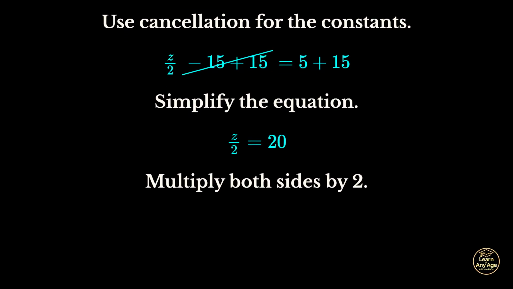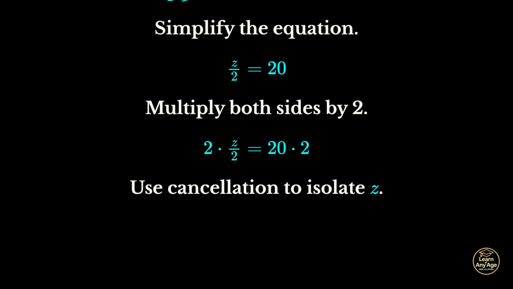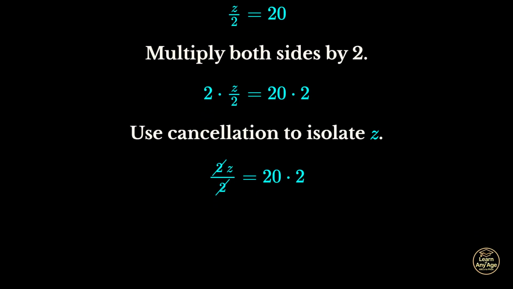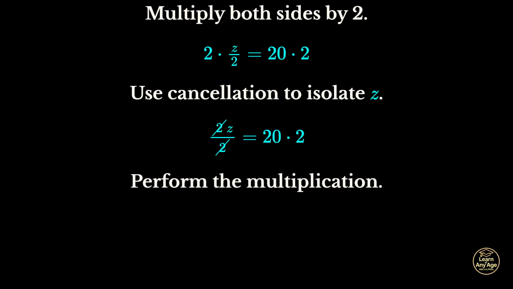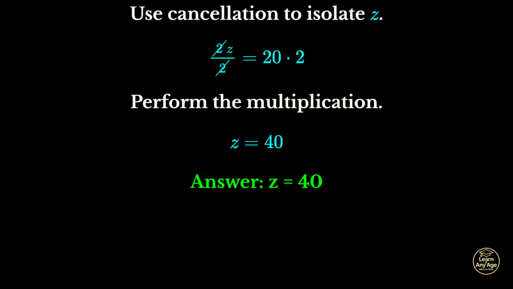Multiply both sides by 2. 2 times z over 2 equals 20 times 2. Use cancellation to isolate z. 2 cancelled out, z over 2 cancelled out equals 20 times 2. Perform the multiplication. Z equals 40. Answer, z equals 40.